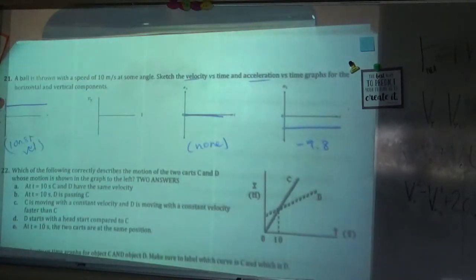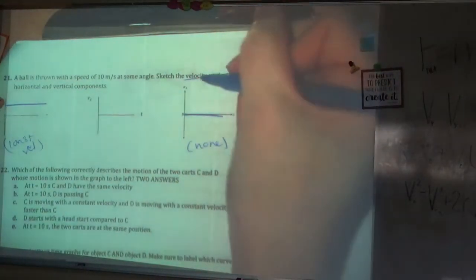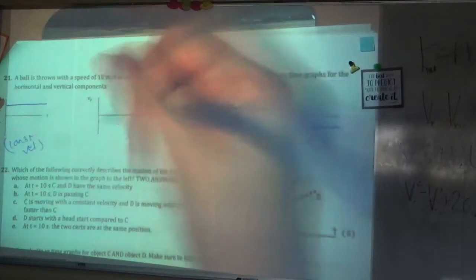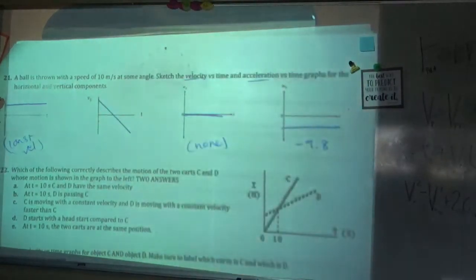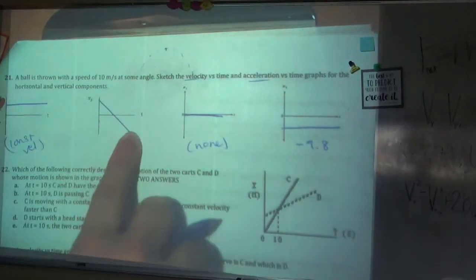So now you just have to think about your velocity for the vertical component. Well, it starts going up because the y velocity goes to 0 at the top and then it ends negative. So it looks something like this. Start positive, go to 0, and negative.